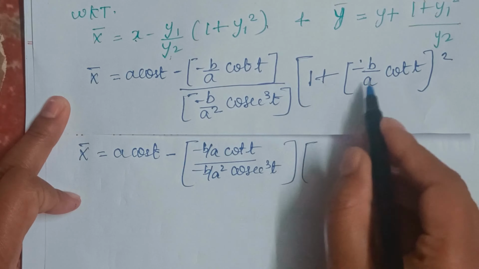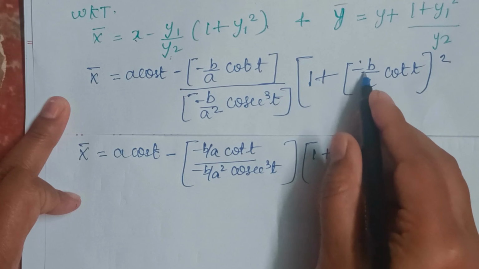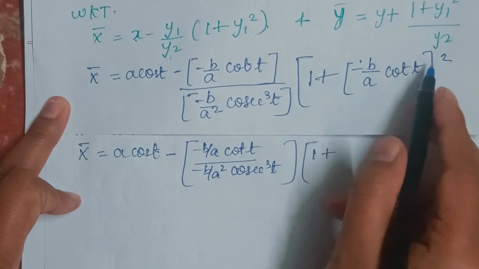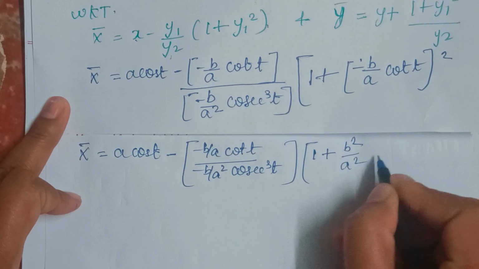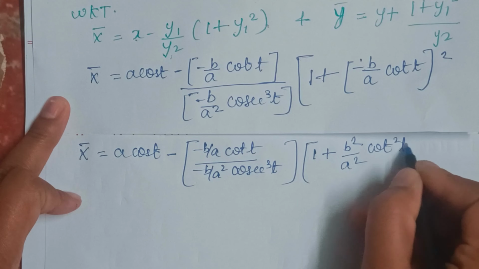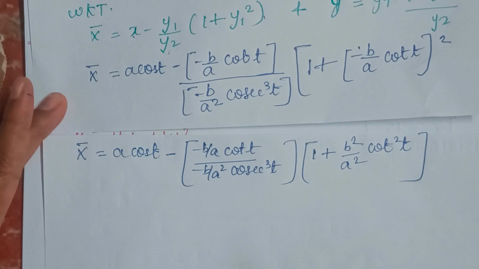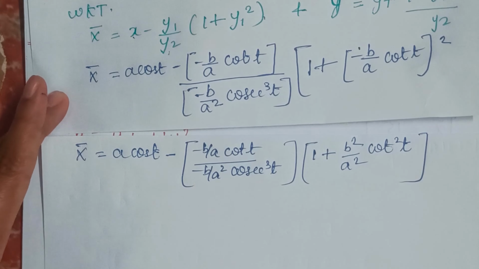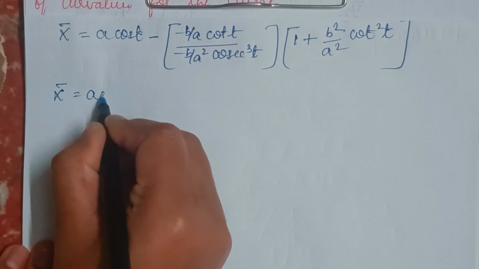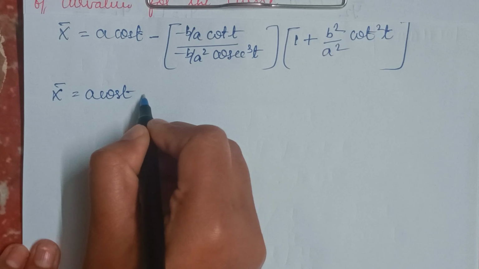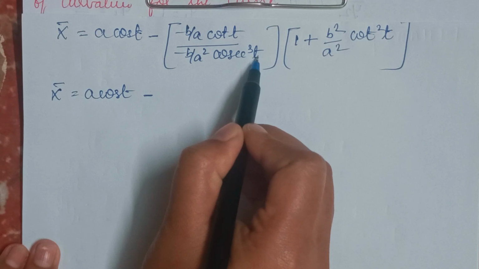into, I'll just take this square, 1 plus minus b into minus b, like minus b square, it becomes b square by a square into cot square t, correct? Till here it is simple. Now we will go further. What we will do is a cos t minus this cosecant cube t.